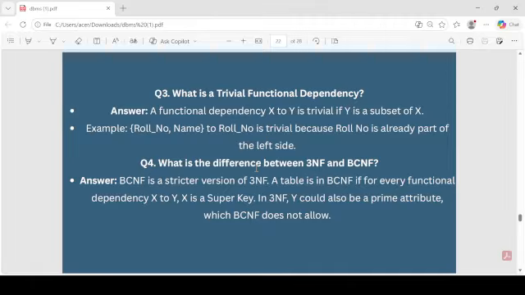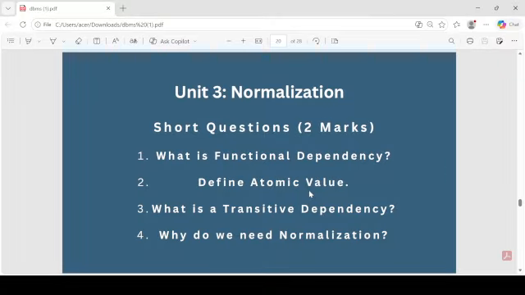The last question will be, what is the difference between 3NF and BCNF? This is an important question. BCNF is a stricter version of 3NF, and a table is in BCNF if for every functional dependency X to Y, X is a super key. In 3NF, Y could also be a prime attribute, which BCNF does not allow. Then, why do we need normalization? We need normalization because when we break the tables, it reduces redundancy and maintains consistency as well as integrity of the table.